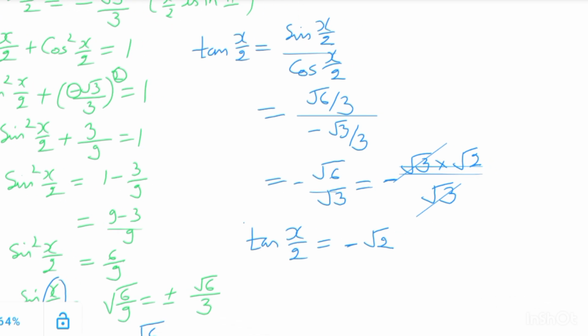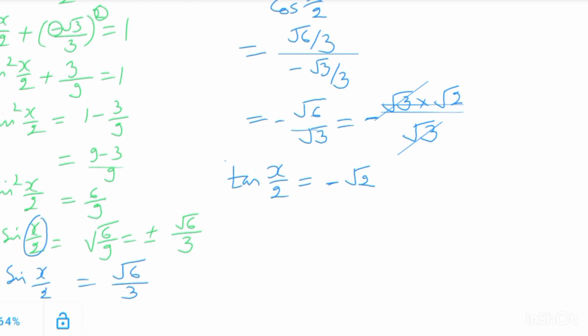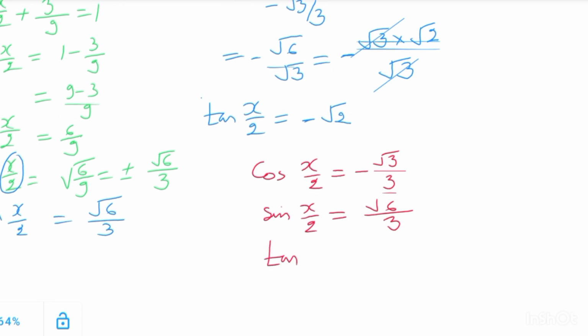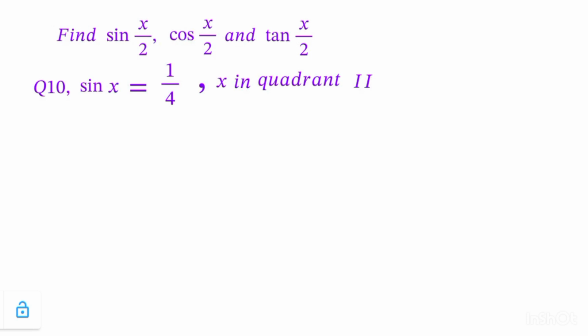So the answer is cos x by 2 is equal to negative root 3 by 3, sin x by 2 is equal to root 6 by 3, and tan x by 2 is equal to negative root 2. So this is the answer for question number 9.